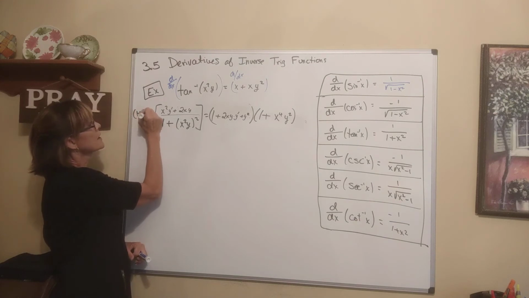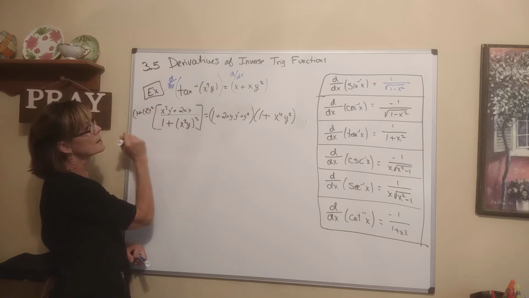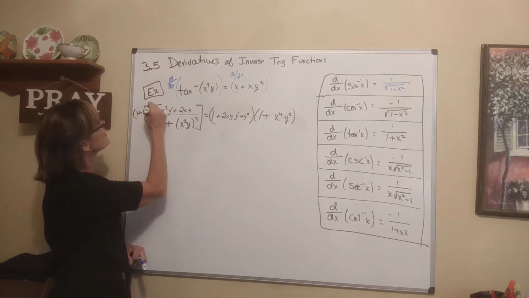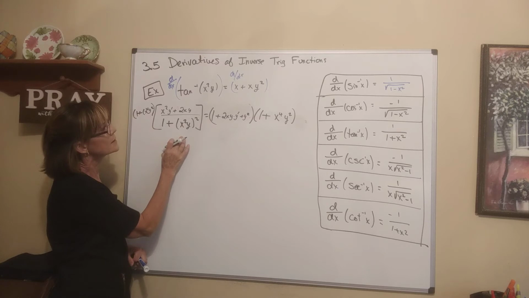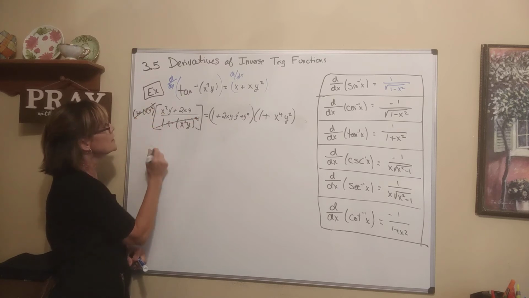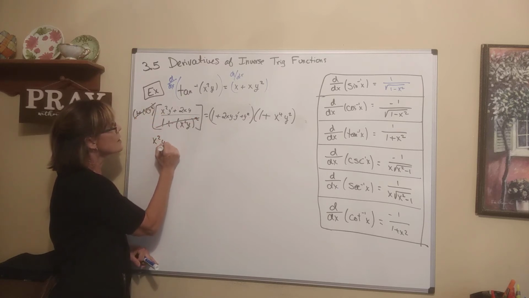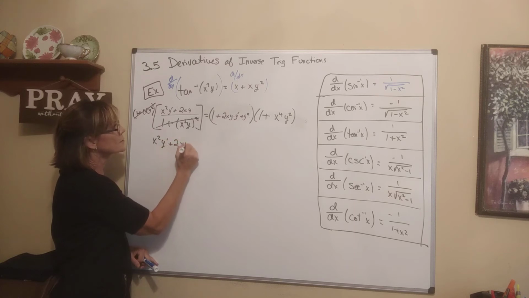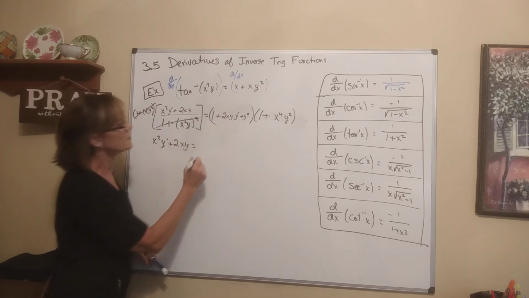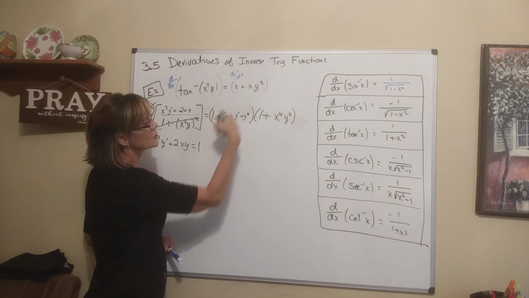1 plus x to the fourth y squared. If I multiply this by this side, these will cancel. I'm left with x squared y prime plus 2xy is equal to 1. I'm going to distribute this.